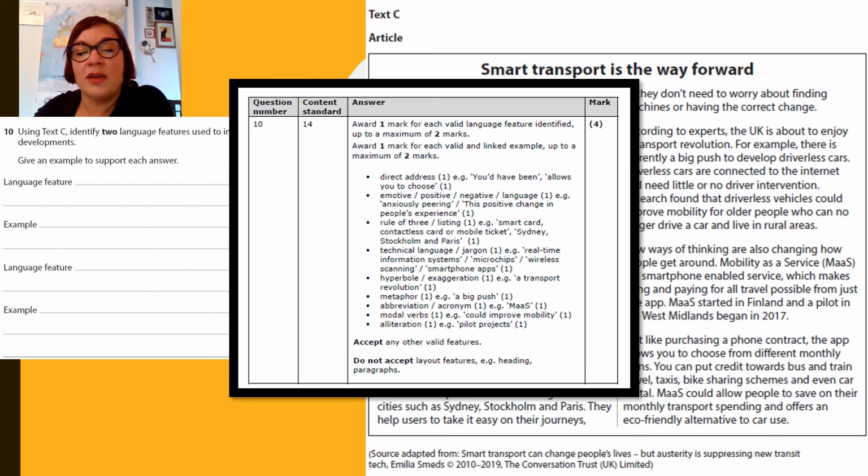So there are all the examples, and all you have to do is write the language feature and then quote the example. And it can be just as short as that, like big push, you see there, for metaphor, alliteration, pilot projects. So any of those. And if it's something else, I guess you'll just have to ask your teacher if that one would also be acceptable.